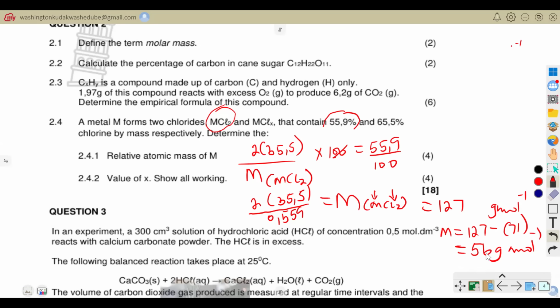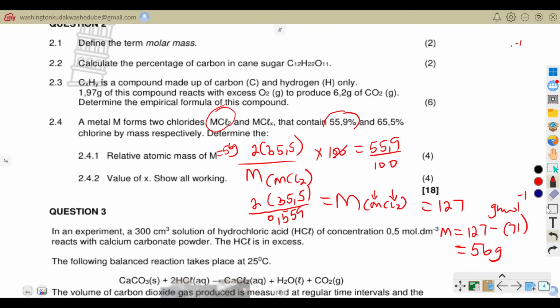So the relative atomic mass was just going to be 56 grams. Because out of this molar mass, I'm going to remove that one for chlorine, and then I'll get for M. So for M, it was just going to be 56 grams. So given one mole of this total compound, I was going to have what? 56 grams of what? Of M. So now calculate the value of X and then show all working.